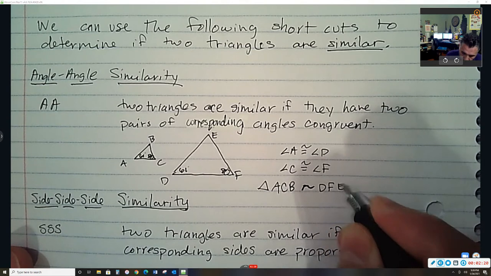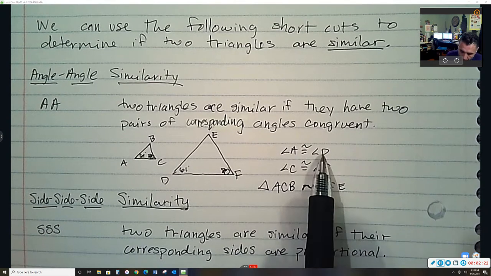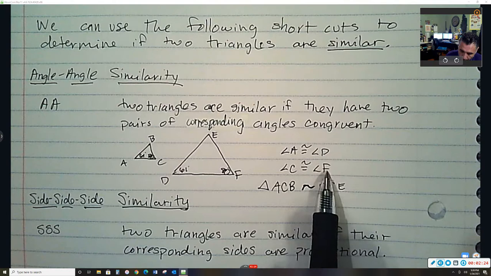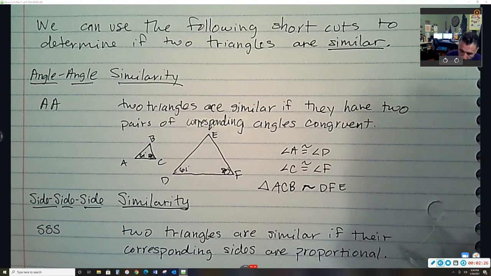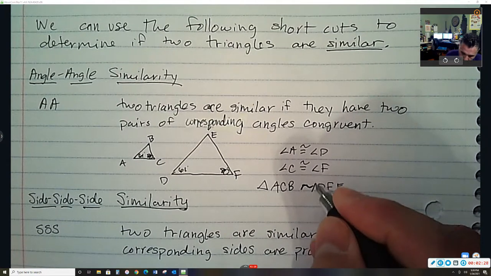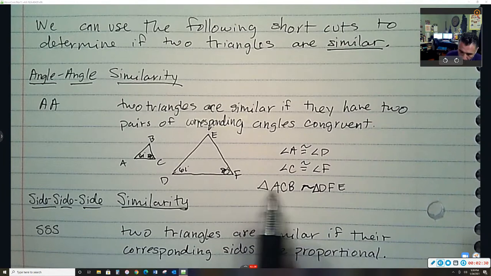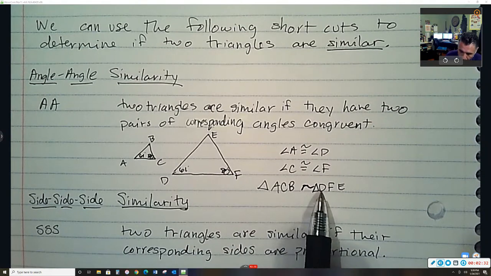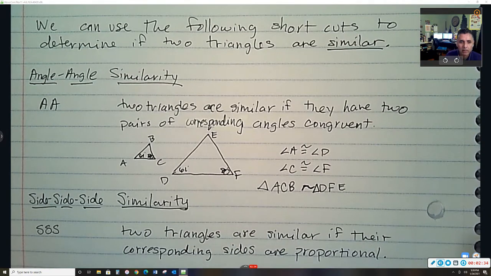These two have to be in the same spot, and these two have to be in the same spot in the similarity statement. So triangle ABC is similar to triangle DFE. That's the angle similarity.